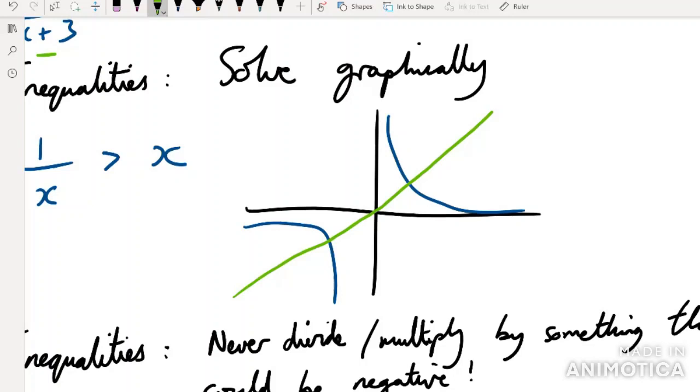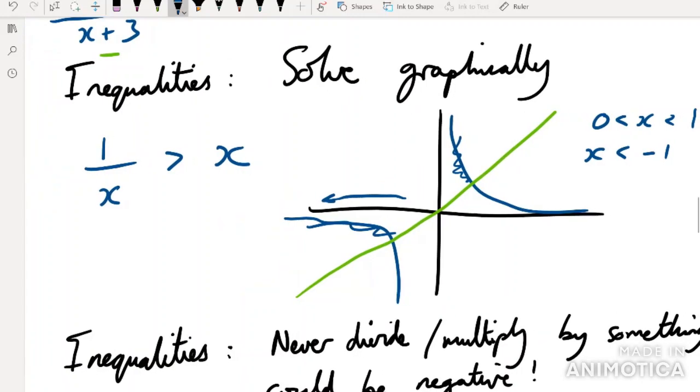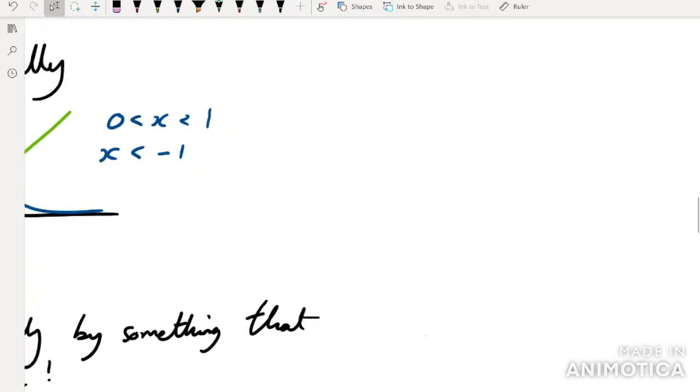When is 1 over x greater? Well, it looks to me like it's greater in this region, so between 0 is less than x is less than 1. And when else is it greater? Well, it looks to me like it's greater in this region, so over there. So x is less than minus 1. That's it. So just a very quick example of why that can be helpful.